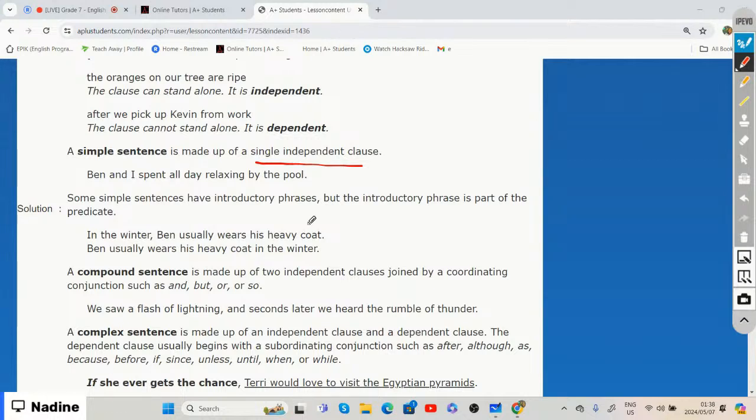And then we have a compound sentence, which is made up of two independent clauses that are joined by a coordinating conjunction such as and, but, or so. And then we also have a complex sentence, which is made up of an independent clause and a dependent clause.